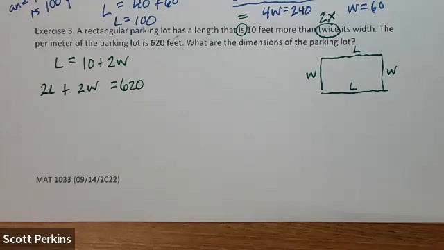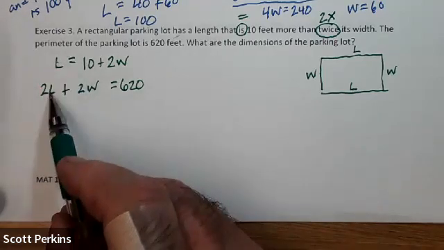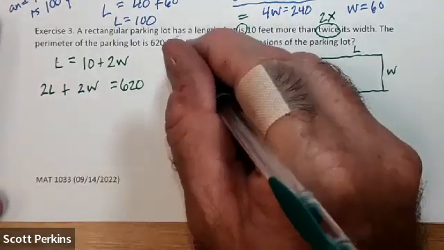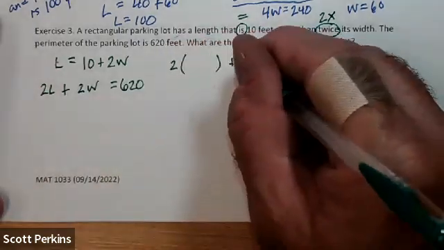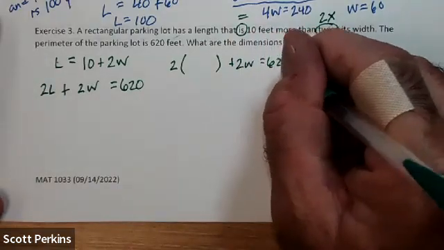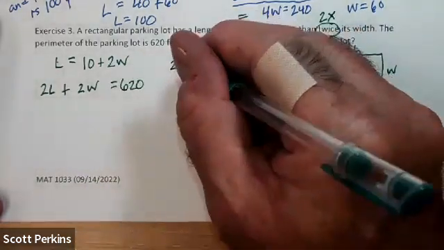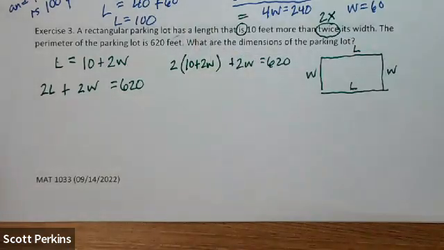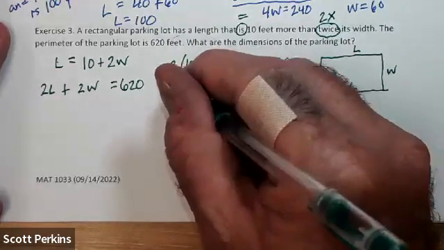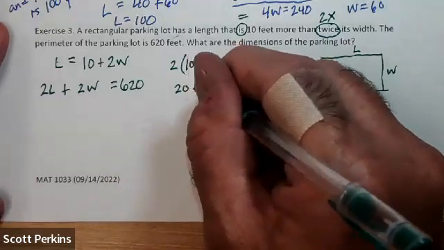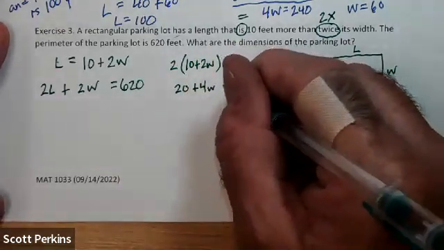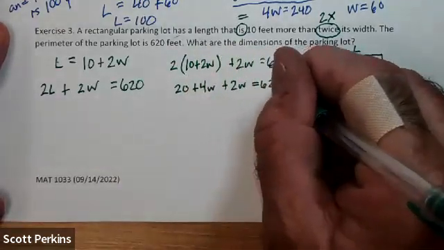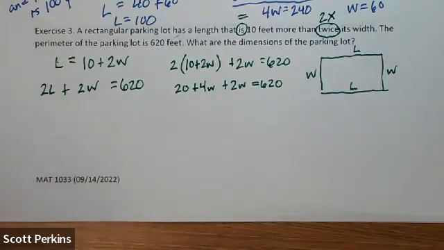So solving it, this is pretty much the same thing. I'm just going to go through this. I'm going to take the L and plug it in right here. So I've got 2 times L plus 2W is 620. The L is 10 plus 2W. Distribute. This is the same steps I just went through. The steps never change, which is the good news. Once they click, you're doing the same thing every time.